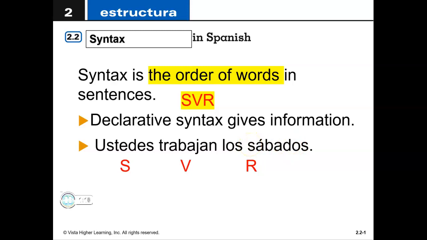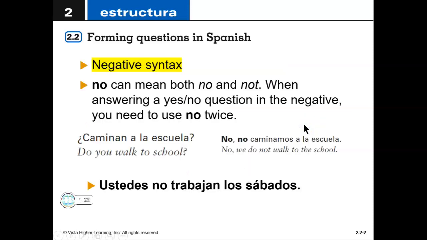This is exactly what we can do in English. Y'all work on Saturdays. Nice and easy order of words. We call that declarative syntax. Next, we're going to look at negative syntax. So write that down. Negative syntax is different in Spanish.